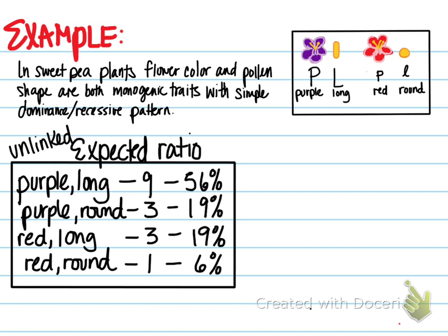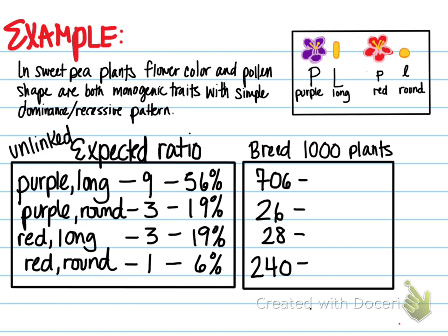In other words, 56% of the offspring should have purple flowers with long pollen, 19% should have purple flowers with round pollen, 19% should have red flowers with long pollen, and we should see about 6% that have both recessive characteristics, red flowers and round pollen. Well, what if we breed those plants and produce 1,000 seeds and grow them and find numbers like this? 706 of them have purple flowers and long pollen, 26 have purple flowers with round pollen, 28 have red flowers with long pollen, and 240 have red flowers with round pollen.